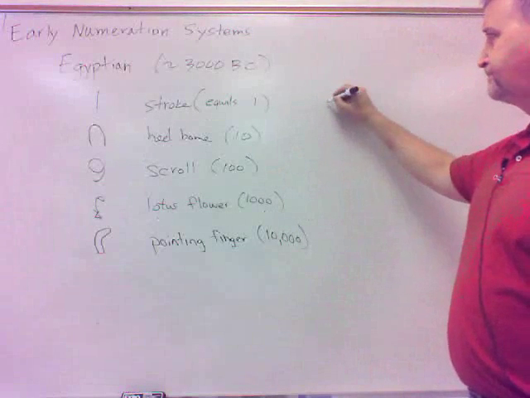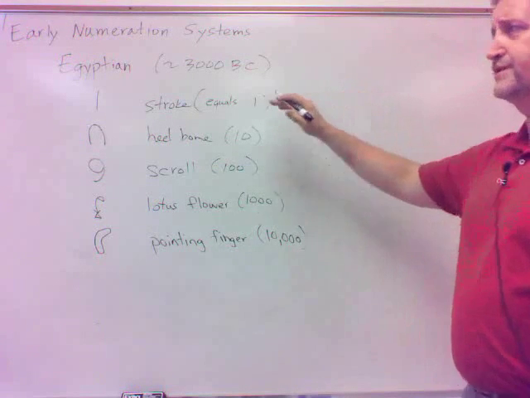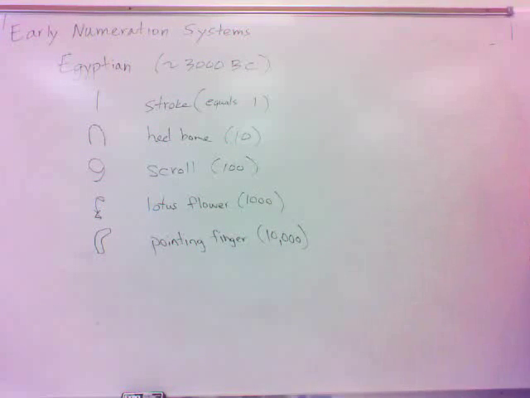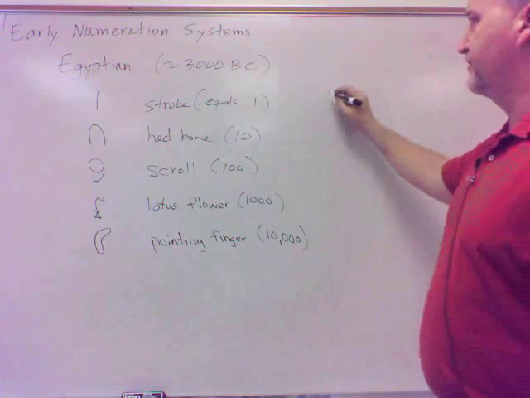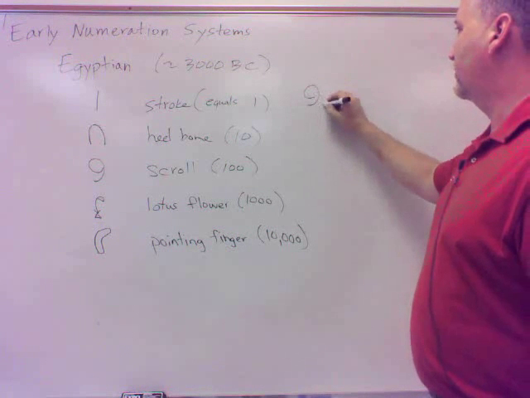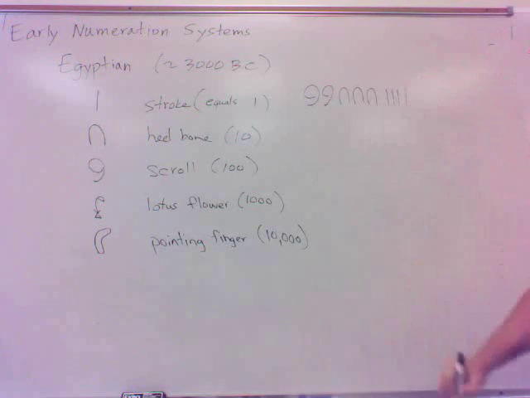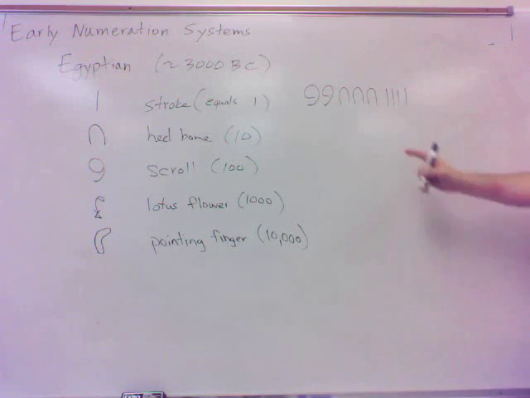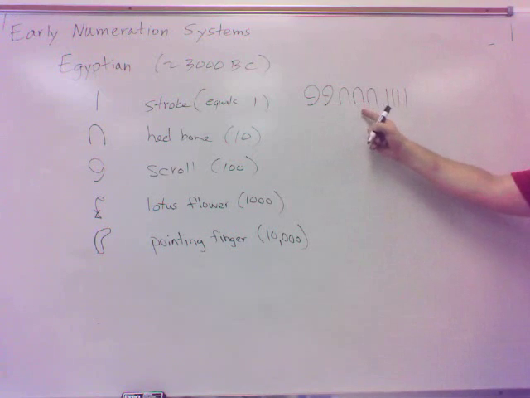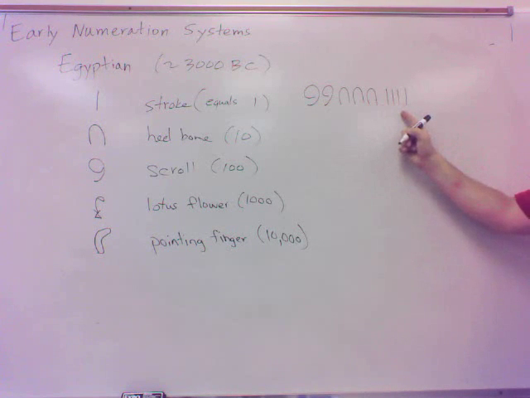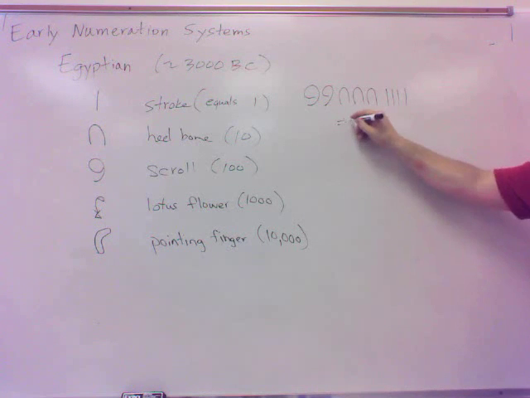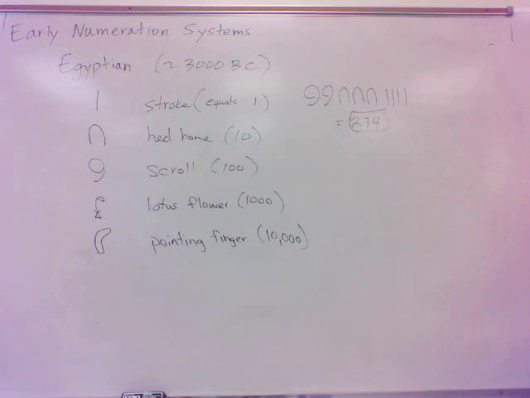Now, the good thing about it was, in their system, all you had to do was add up the symbols that they had, and that was your number. For example, if I had 2 scrolls, 3 heel bones, and 4 tally marks or strokes, that's what? Scrolls are 100, heel bones are 10, those are 1, so 234. So their system was easy in that regard. You just add up the symbols.